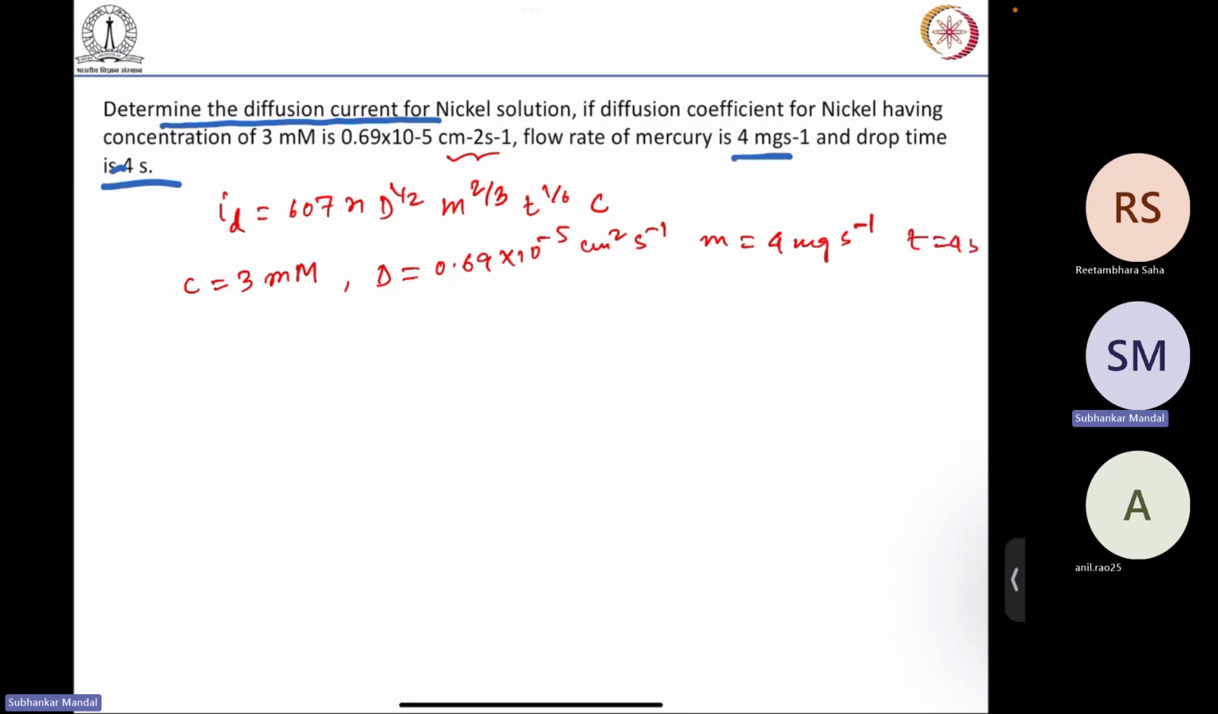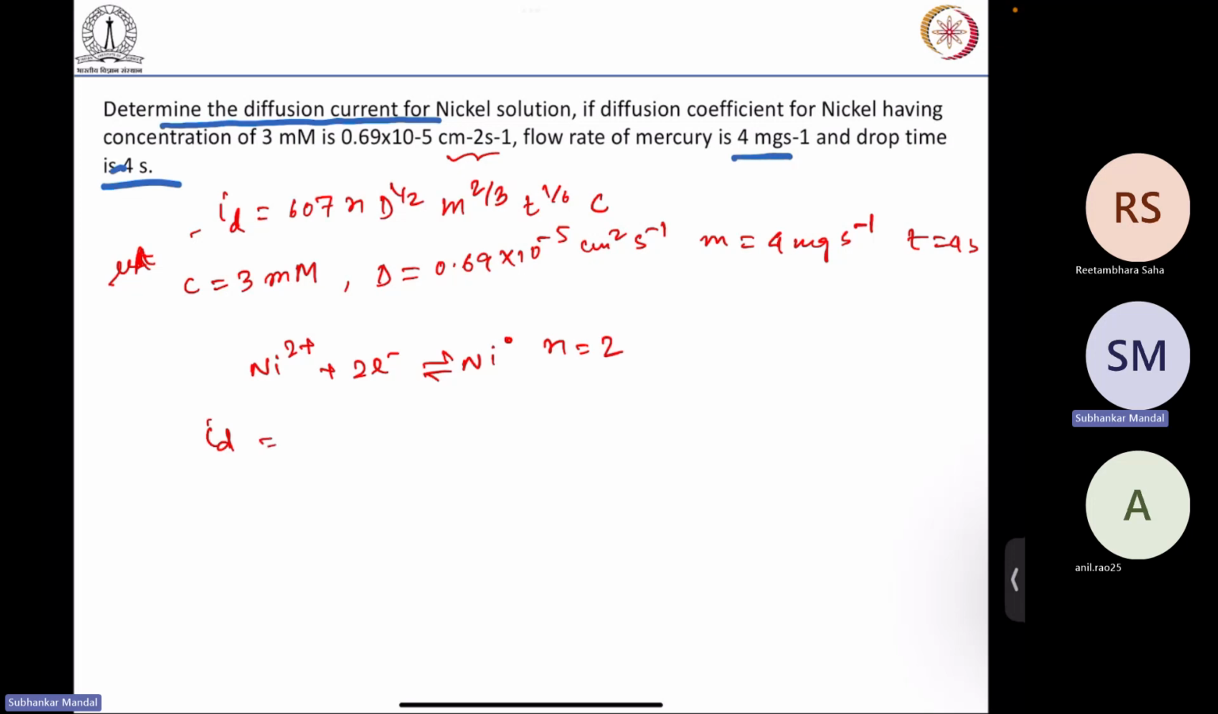Okay, so what is the nickel solution? When the nickel solution is there, what will be the reaction? Nickel 2 plus, it is a 2 electron reaction, so what will it form? Nickel zero. Then what is the n value? n is equal to 2. Then you can put all the values in the equation. So what will the current value be? It will come in microampere. I think in the class also we have discussed, it will be in microampere.